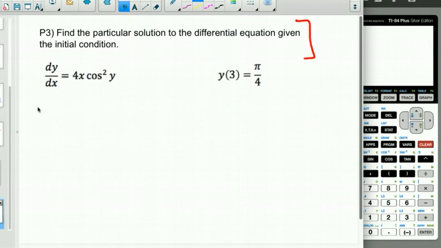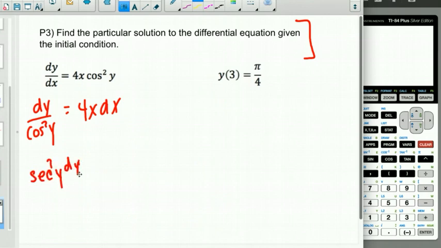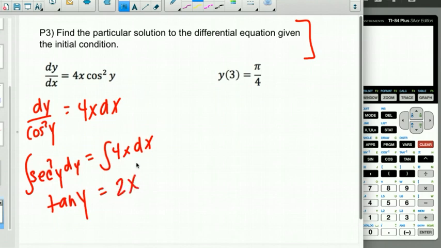So if I split this one up, I'm going to get dy over cosine squared of y equals 4x dx. We've already seen this trick before. This is a secant squared, so that's actually not a horrible antiderivative. So this is going to be tangent of y equals 2x squared plus c. And again, I wasn't asked to solve for y, so I did a silly thing in the last one that I didn't have to do.